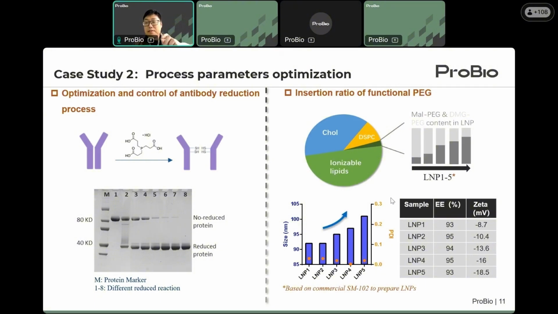And here, we try to control the molar ratio of the Malay-made pack in the whole LNP formulation. I know the Malay-made pack takes a little share, but even this little share, you need to optimize. You need to play with it to find the best value for you. Because even if you just change a little ratio of the Malay-made pack, you will change the size, and you will change the zeta potential quite a lot.